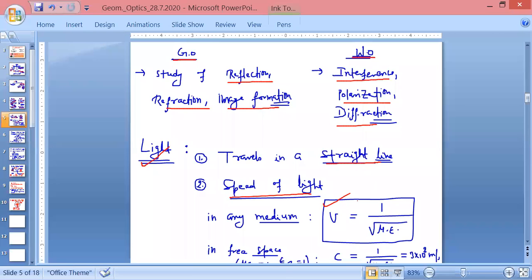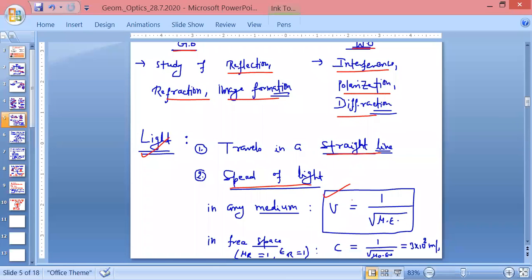And then we see the speed of light. In any medium, you will have to take care of what? Relative permittivity and relative permeability. But when it comes to free space, it is 3 into 10 to the power 8 meter per second. You can say here that mu equals what? Mu naught times mu r, and epsilon equals epsilon naught times epsilon r. So in case of air, this mu r, relative permeability, and epsilon r, relative permittivity, will become 1.